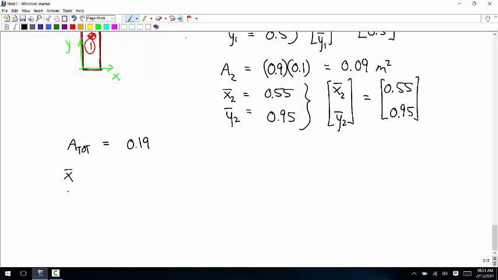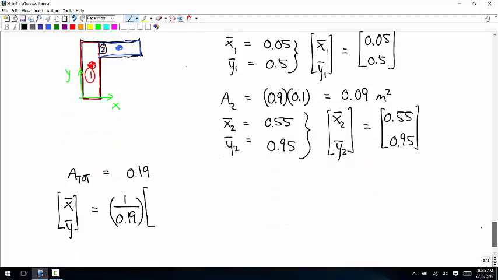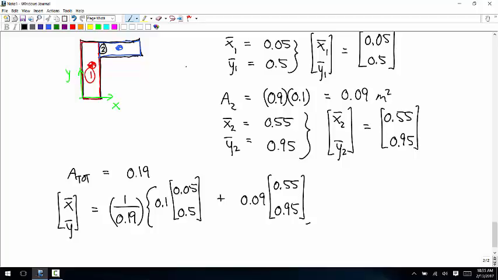Now the summation formula says X bar, Y bar is equal to 1 over 0.19 times the sum of the area of 1 times its centroid. So that's 0.1 times 0.05, 0.5, plus the area of body 2 times its centroid, 0.55, 0.95. And if you do that calculation, is that 1 over there multiplied by that whole argument? Yep, right. And if you go through that, I think you get 0.287, 0.713.